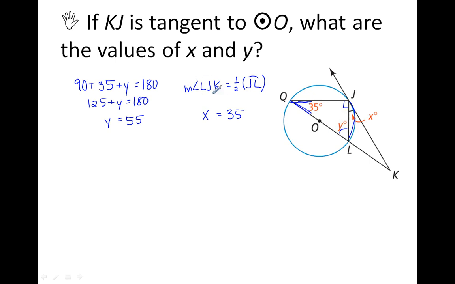I could also look at it and say, well, arc JL, if I go back and I use this idea of 70, and I could work it through that way, but since I noticed that that arc is intercepted by this angle as well, they have to be the same. So we get a value of 55 for Y, a value of 35 for X. And that concludes our discussion on inscribed angles today.